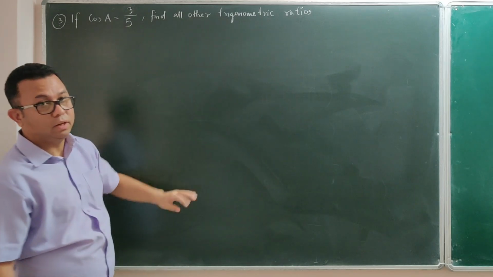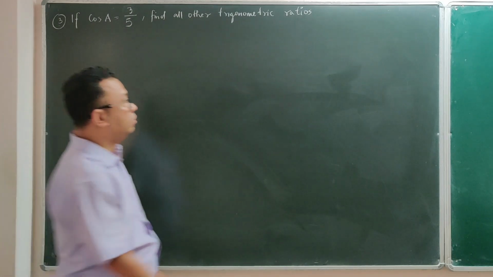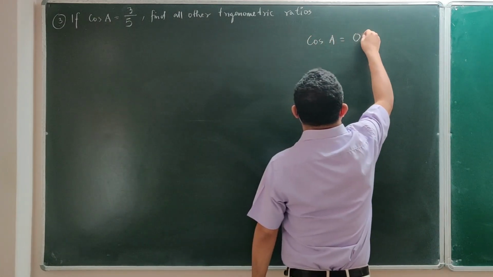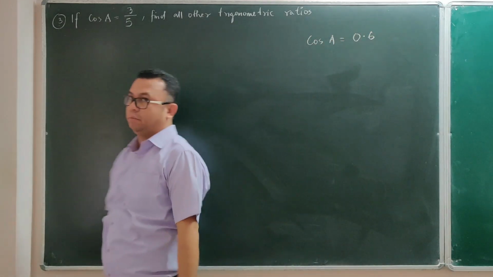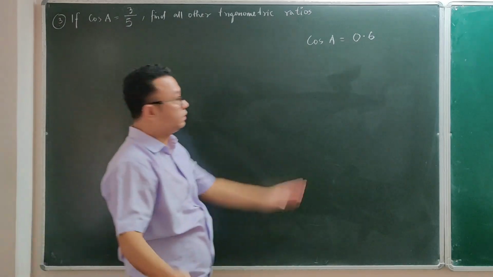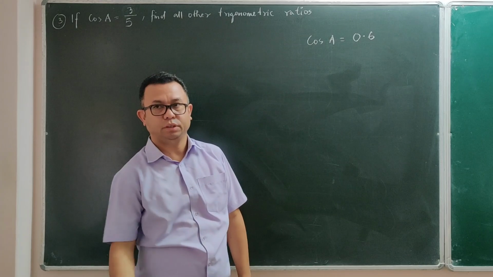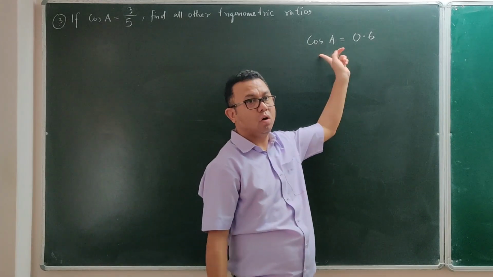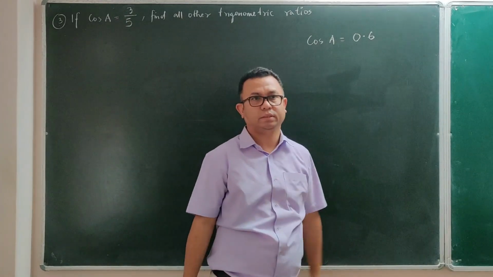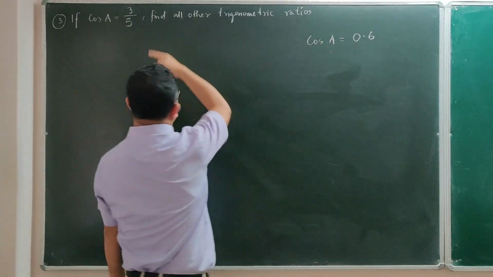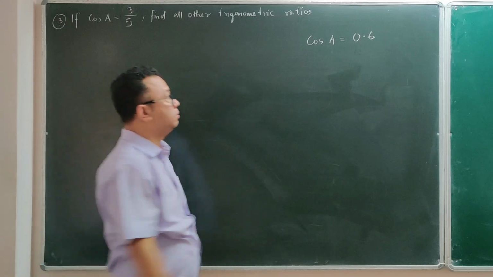By the way, let me also tell you that the same question may be given in this form also. If cos A is 0.6, then find all other trigonometric ratios. You may find this type of question in your book, in the exercise that you are going to do this week. So you may come across a cos or a sine like this, 0.6. Then fine. What you need to do is convert this decimal into a fraction, and you know how to convert a decimal into a fraction.